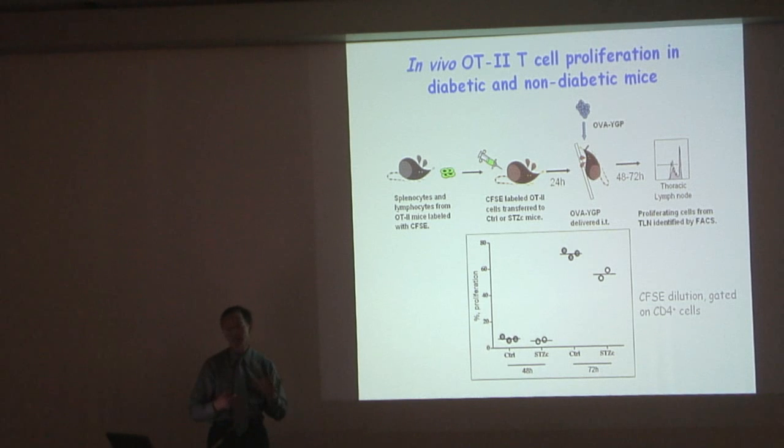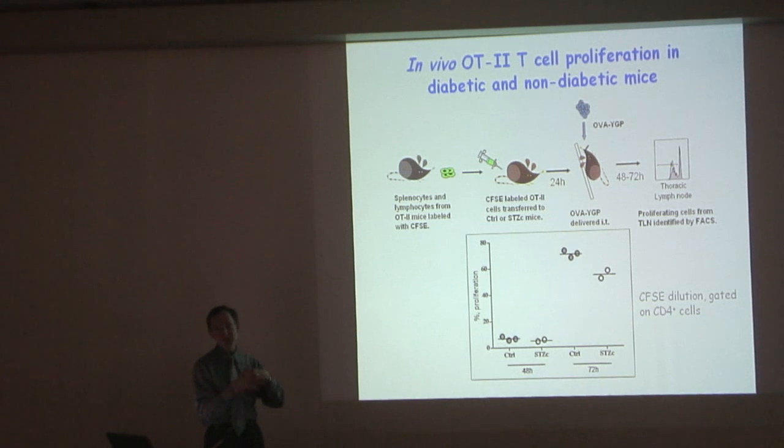We've also done this in vivo. And in vivo, it gets really complicated. So we have evidence in vitro that the diabetic T cells have kind of a hyperproliferative state. So we've looked at this in vivo. We took splenocytes coming from healthy OT2 mice. We labeled them and adoptively transferred them into either diabetic or non-diabetic mice. We then stimulated these mice with ovalbumin protein, and we presented this to the lungs.